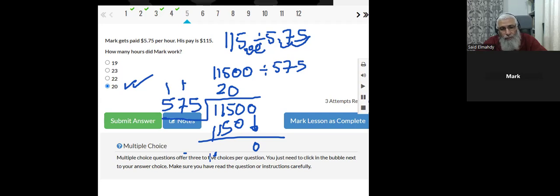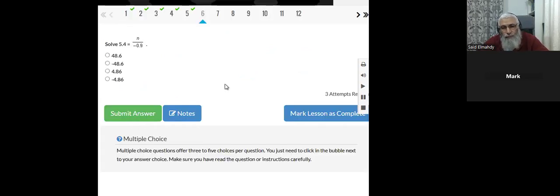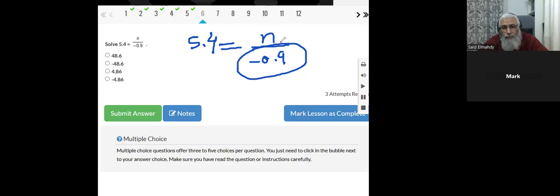Do you understand what I did? Read this. Solve 5.4 equals n over negative 0.9. How do we get rid of this negative 0.9?